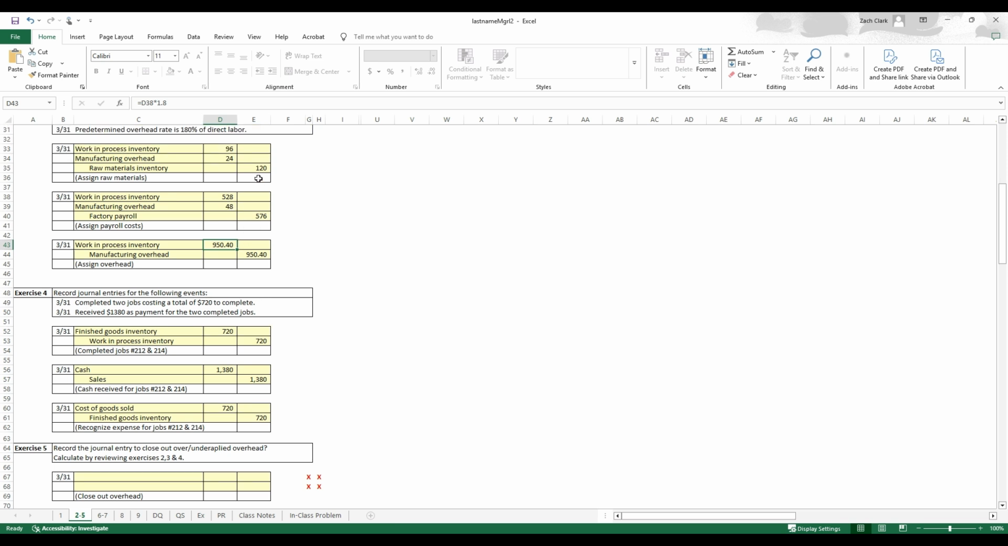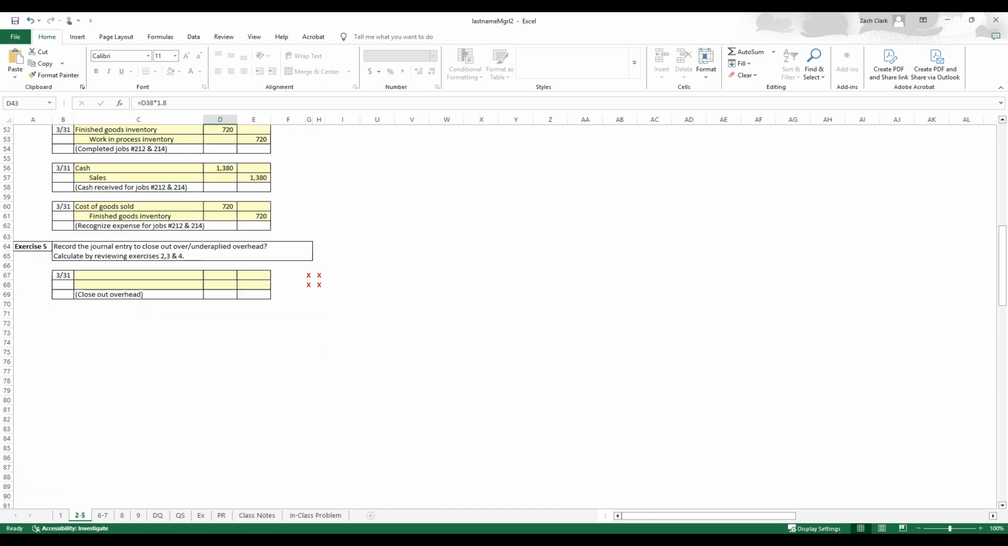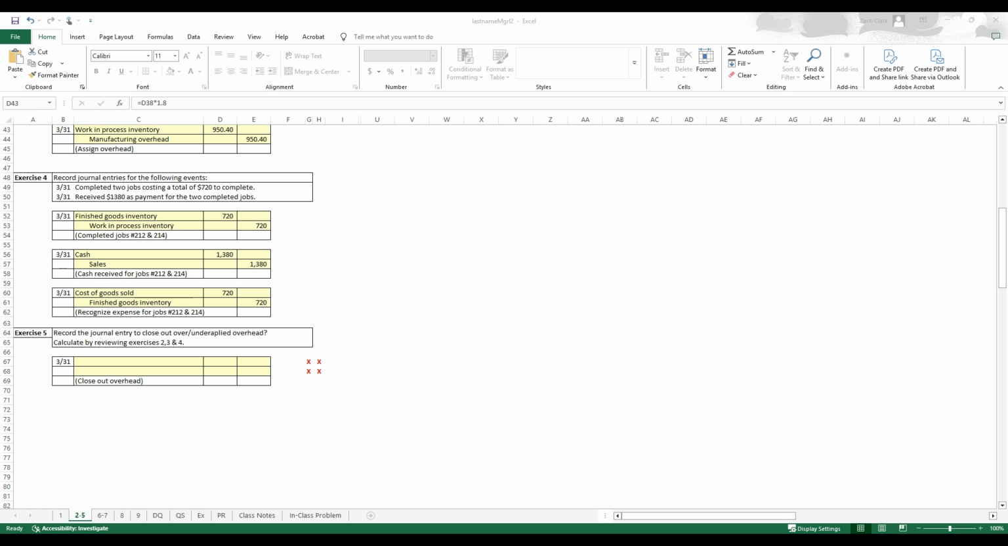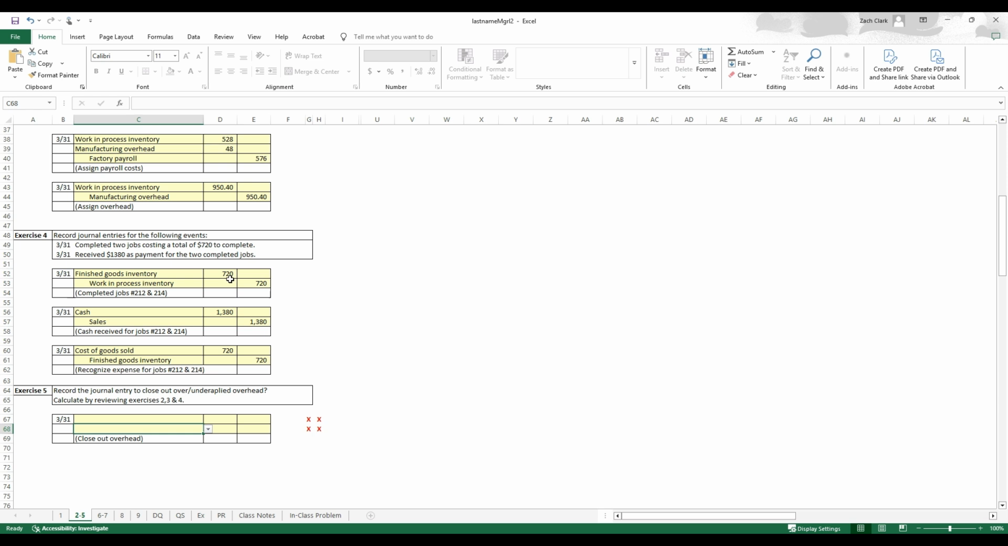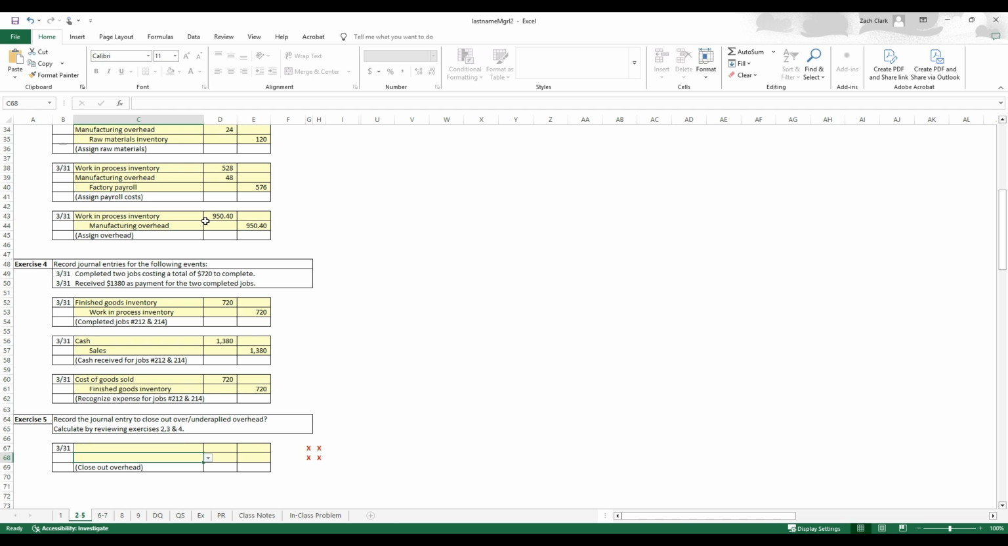So basically, we're then moving all of the work in process, the manufacturing overhead using the predetermined overhead rate that it tells us. And then the very final step is we need to close out, not our cost of goods sold, but our manufacturing overhead account, by determining whether we've got to credit that or debit it, essentially, right? Is it over or under applied?